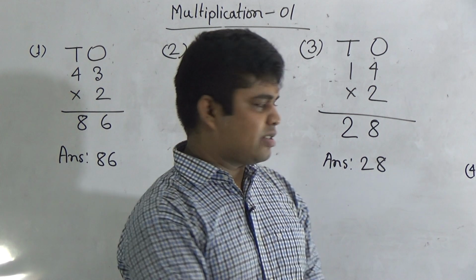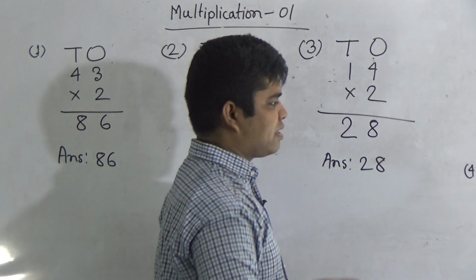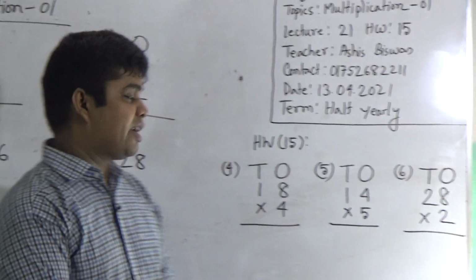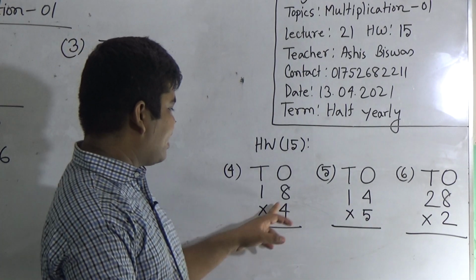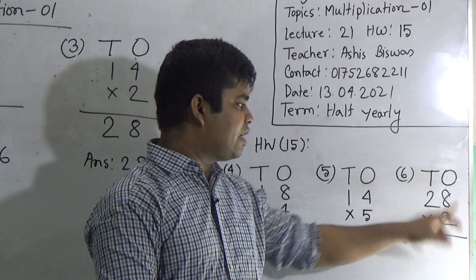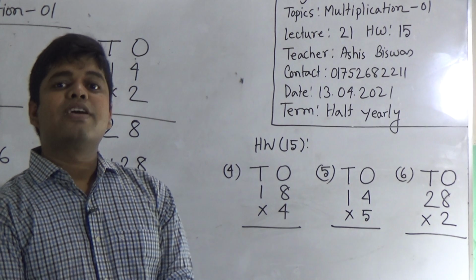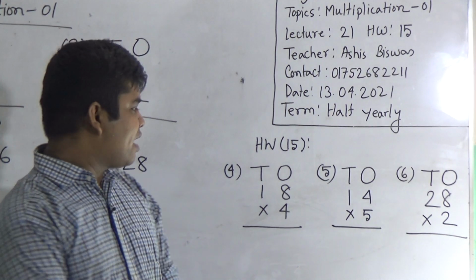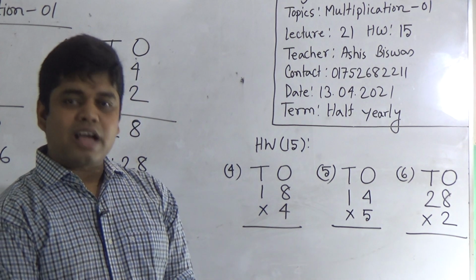I hope you have understood. Dear students, please notice questions 4, 5, 6 multiplication. This is 18 multiplied by 4, this is 14 multiplied by 5, this is 28 multiplied by 2. This is carrying multiplication. From these 3 multiplications, the first one is solved by your Ashis sir.